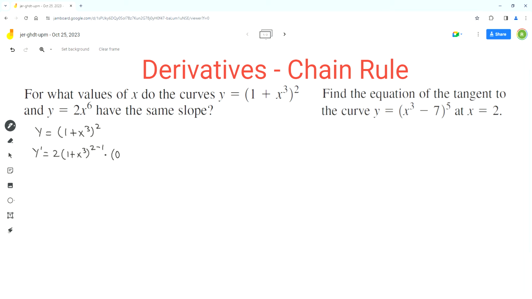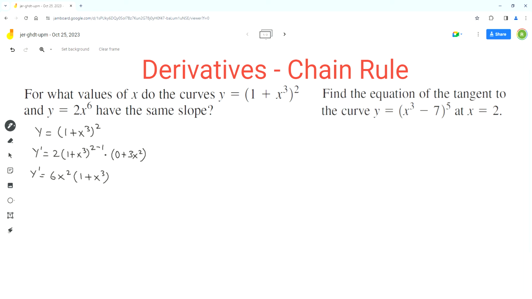So the derivative of the inner function is 0 plus 3x squared. 1 is a constant, so that's why its derivative is 0. Now we can simplify this expression. So y prime equals, now in the second parenthesis, 0 plus 3x squared is just 3x squared. So we'll do 2 times 3x squared, which is 6x squared, and then parentheses 1 plus x cubed. Now the exponent 2 minus 1 is just 1 and we don't write 1 as the exponent. So this is the derivative of the first function.